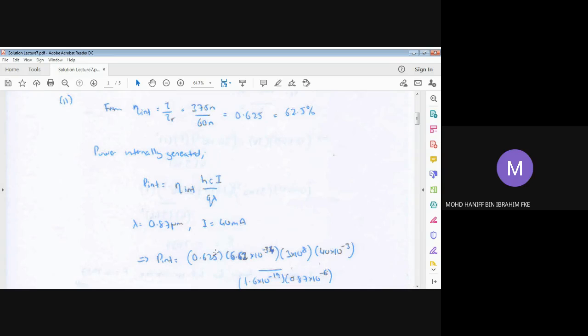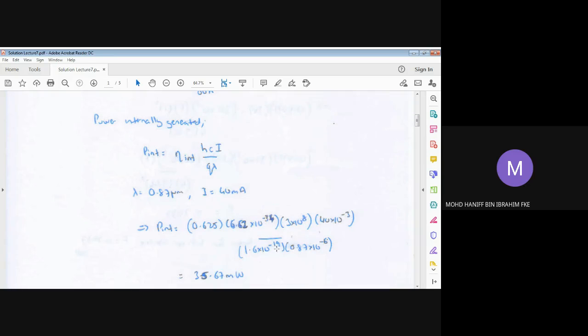This is the efficiency, 0.625. Note that h is used in joule seconds, not in eV. c is the speed of light, I is the current, 40 milliampere, q is the charge amount, 1.6 times 10 to the negative 19, and lambda is 0.87 micrometer. So the answer for the internal power generated is 35.67 milliwatt. This is the internal power generated by the LED.